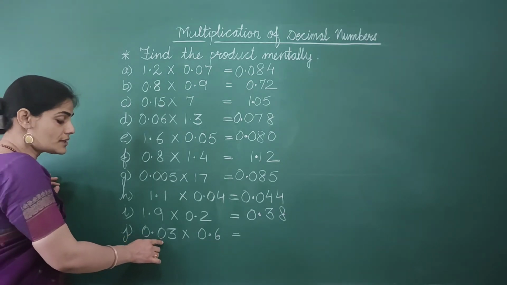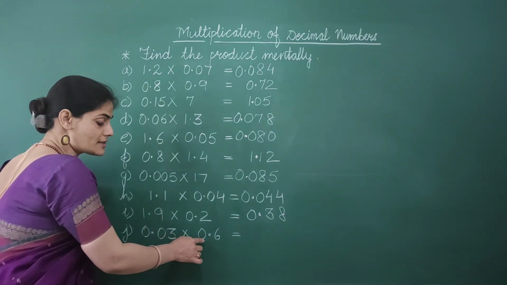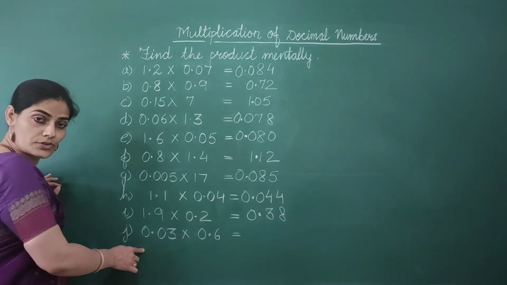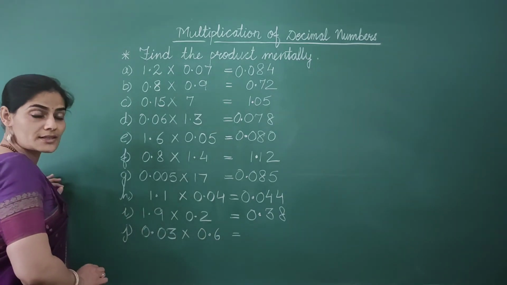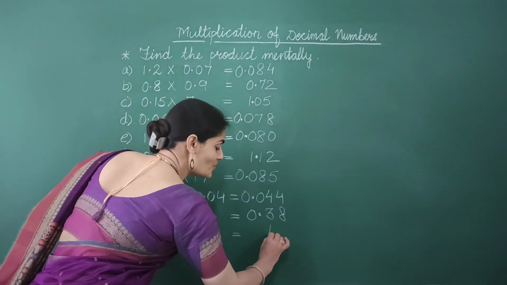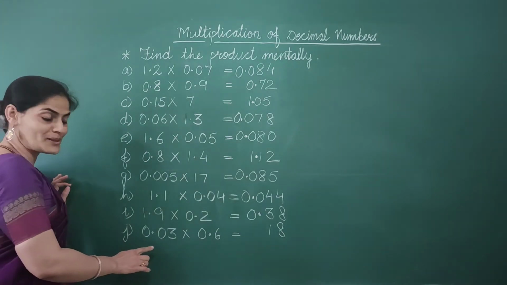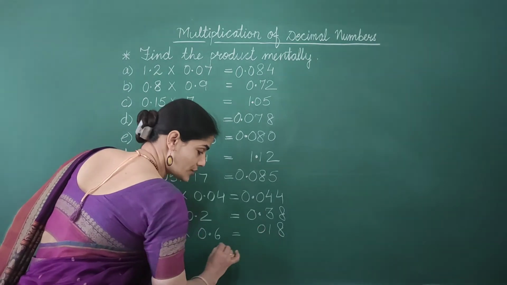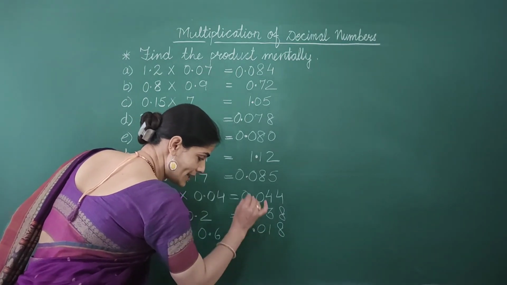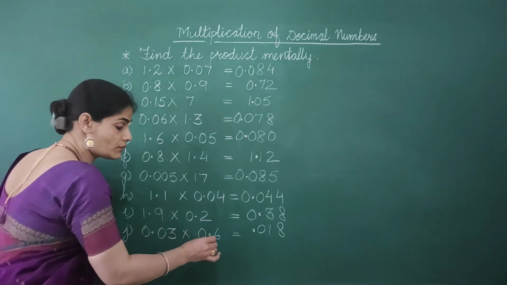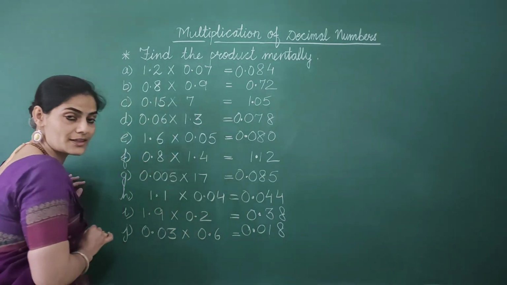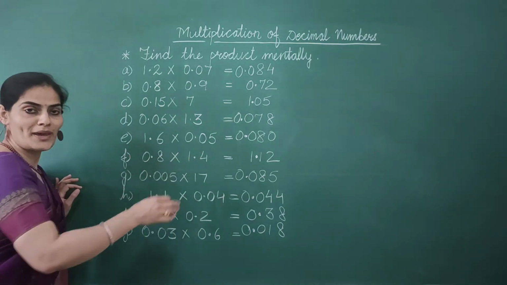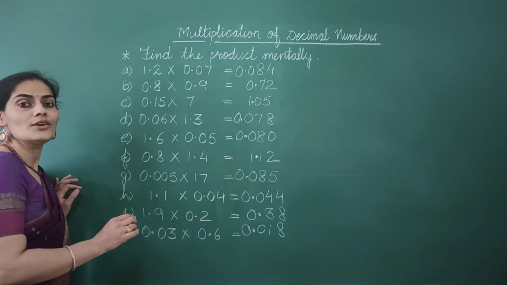Now 0.03 is to be multiplied by 0.6. If I ignore the decimal, this becomes 3 and this becomes 6. 3 times 6 is equal to 18. Now count the decimal places. 1, 2 and 3. I put the 0 and then I place the decimal point. We don't leave the whole number part blank, so I've added this 0 here. So these are the products we have got without making any calculations in writing.